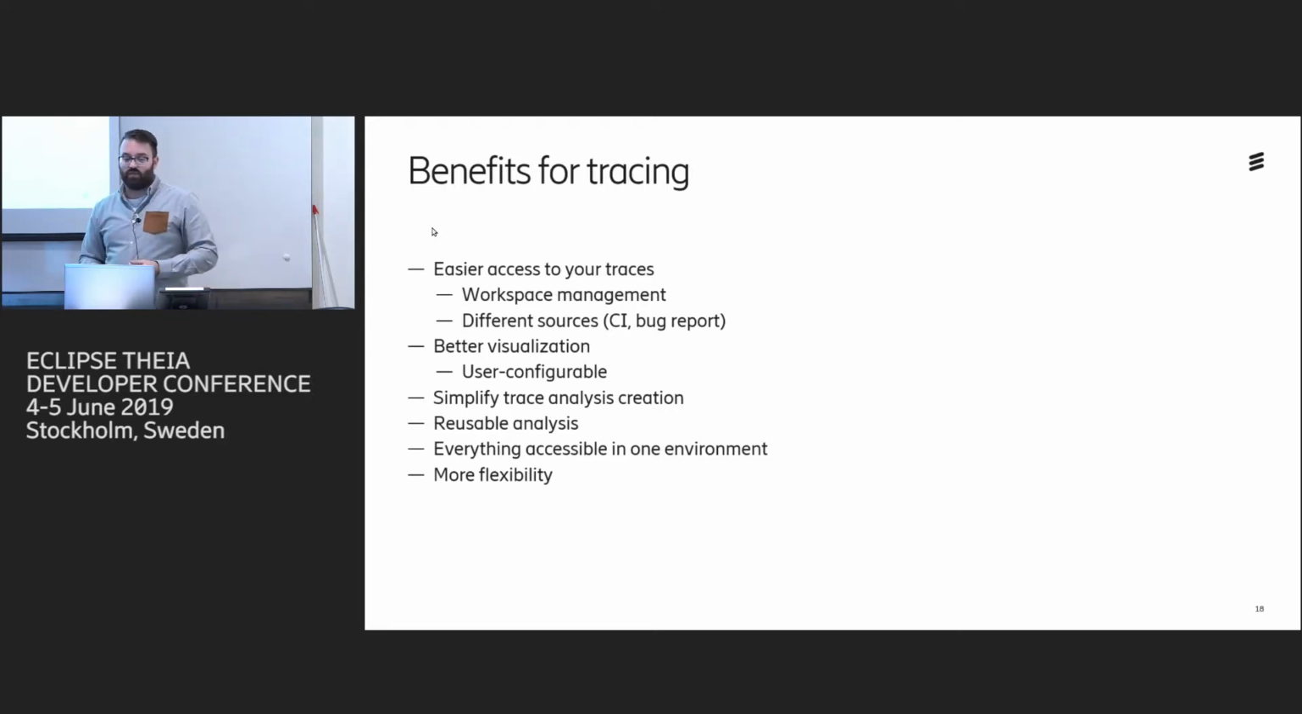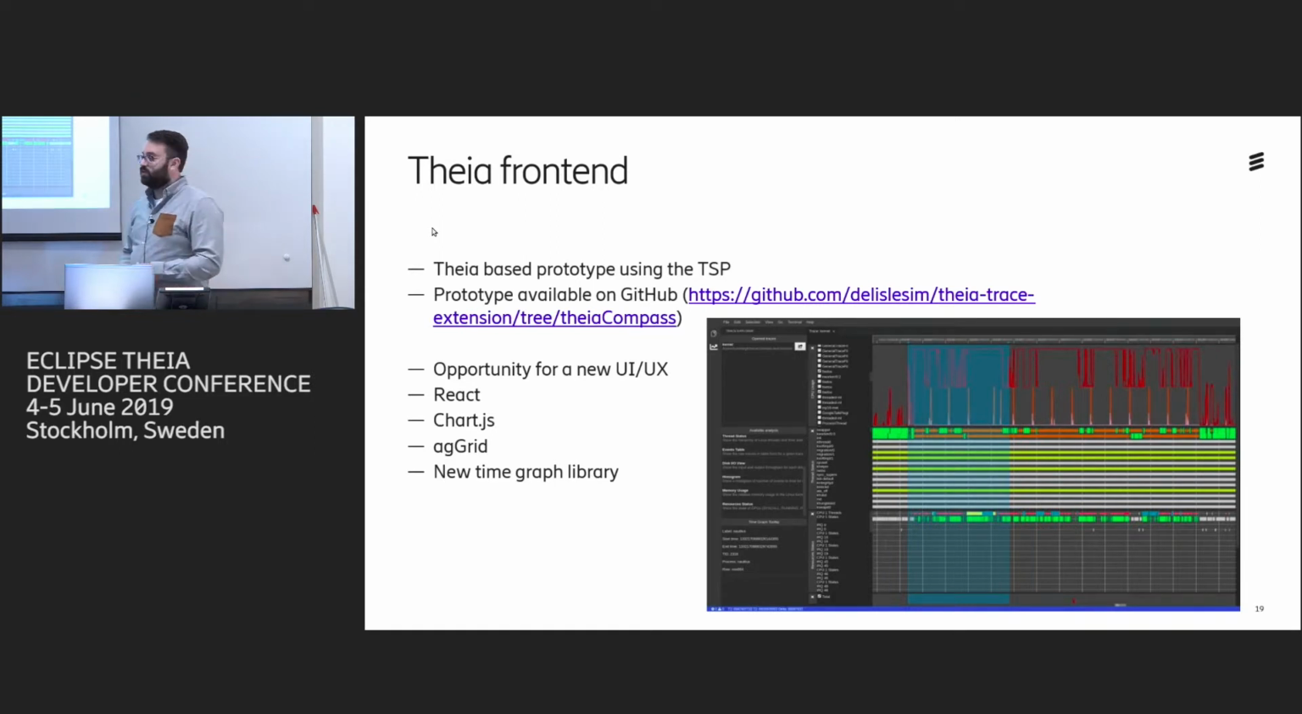And everything is accessible in one environment, so it offers more flexibility and modularity, so you can change the server easily, for example. So now let's jump to the prototype. The image is a bit blurry, but this is a prototype that I've made using the trace server, the Trace Compass core component, and the Theia front end, the Theia extension.